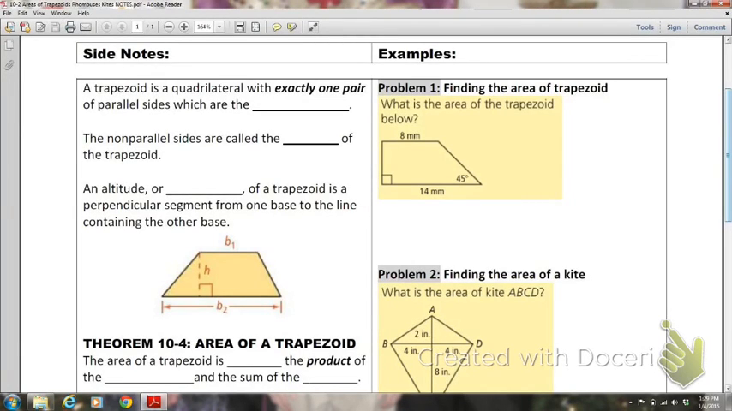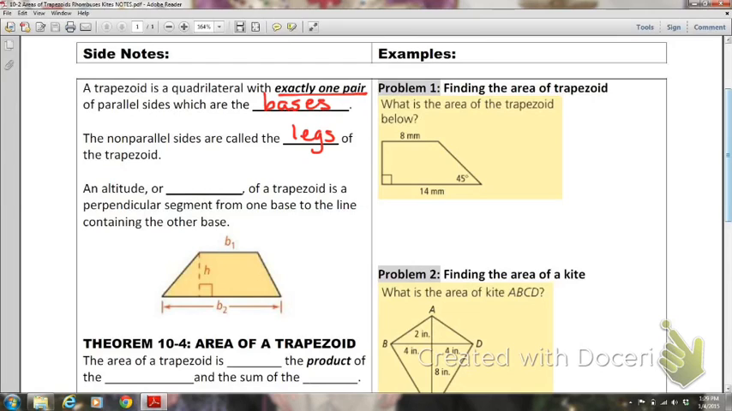In this lesson, our objective is to find the area of trapezoids, rhombuses, and kites. The trapezoid is a quadrilateral with exactly one pair of parallel sides that are called bases. The non-parallel sides are called the legs of the trapezoid.